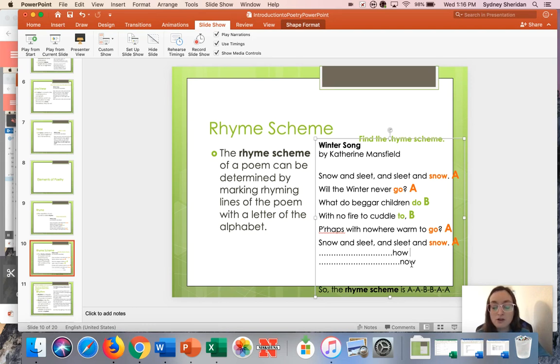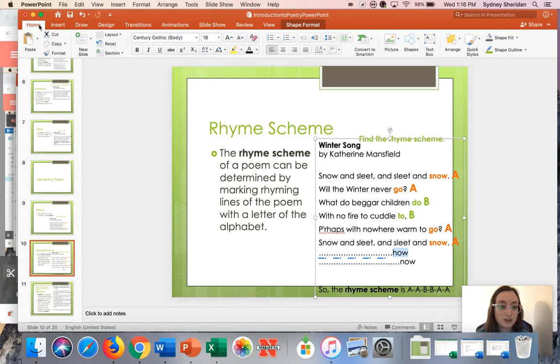Do how or now rhyme with any of the other words we've seen so far at the end of the lines of our poetry? Snow, go, do, to, go, snow, how, now? No, they don't rhyme. They're a whole new part of the rhyme pattern, right? A whole new part of the rhyme scheme. So I'm going to need a different letter to represent these words. I'm going to see if I can highlight them in another color, maybe.